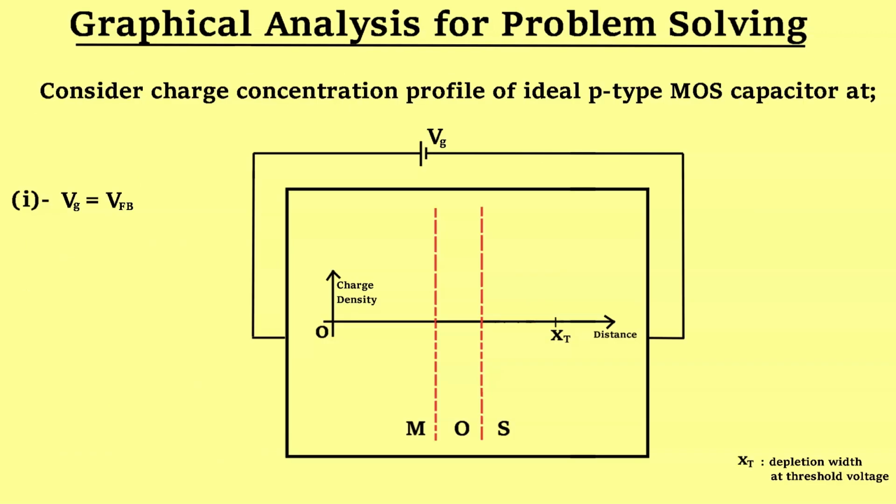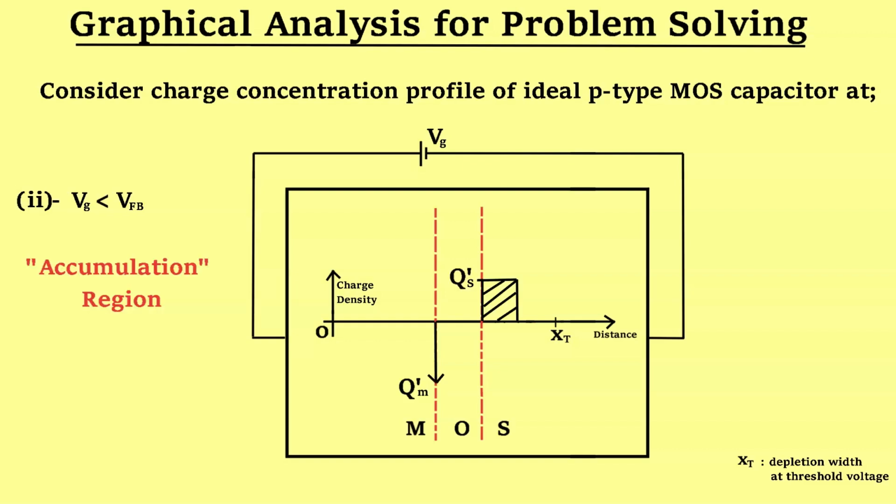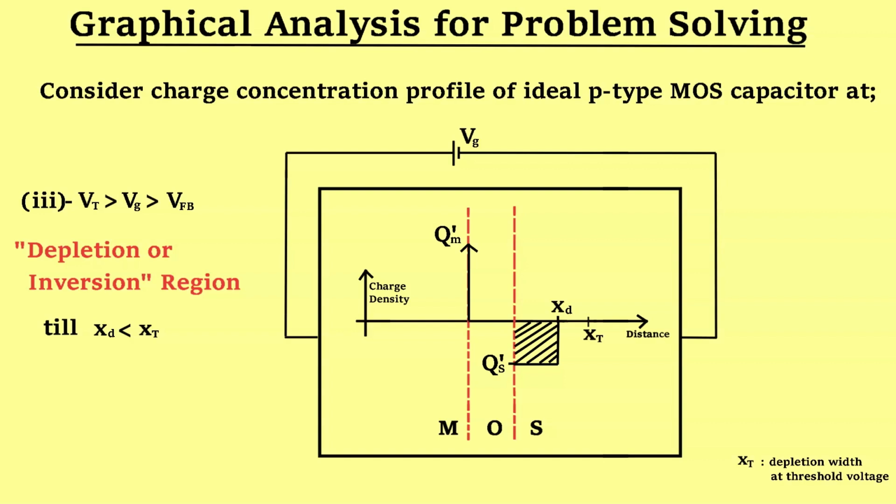Consider the charge distribution profile for a p-type MOS capacitor at flat band voltage. At flat band voltage, no charge is deposited anywhere. But if we apply a gate voltage smaller than flat band voltage, then accumulation of majority charge carriers will take place. So, positive charge will be deposited near the interface within the semiconductor, whereas negative charge at the metal oxide interface. Similarly, if we apply a gate voltage greater than flat band voltage, positive charge will get deposited at the metal oxide interface and negative charge will get deposited near the semiconductor oxide interface.